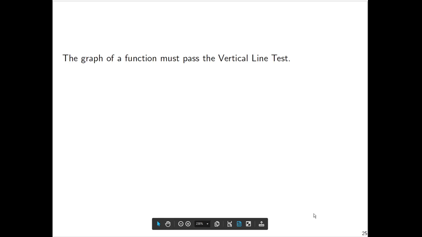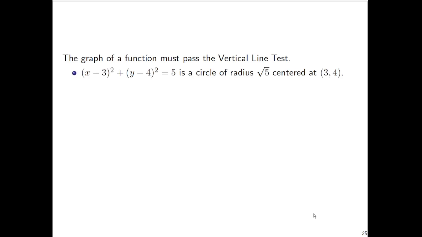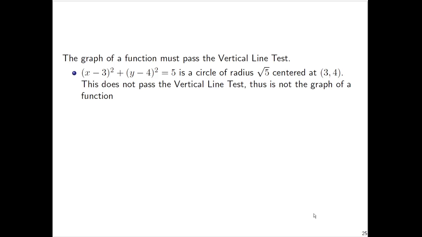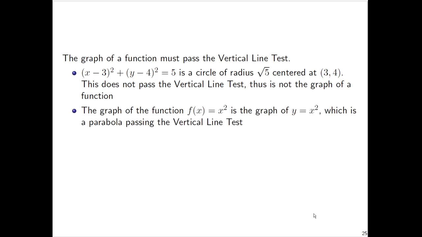Okay, so the graph of a function must pass the vertical line test. If we looked at this equation, (x − 3)² + (y − 4)² = 5, that's a circle. And so a circle, if you draw that, it's not going to pass the vertical line test. And so this is not the graph of a function.